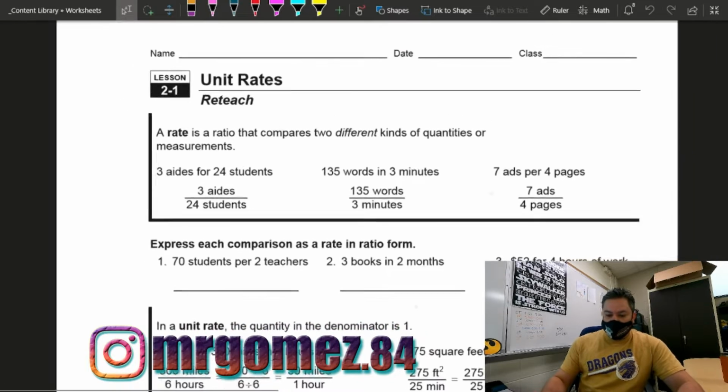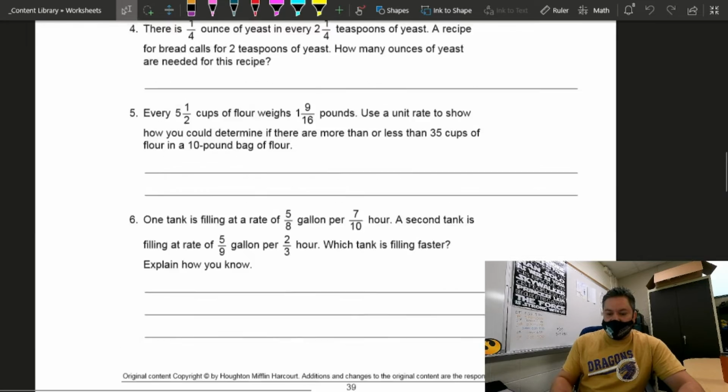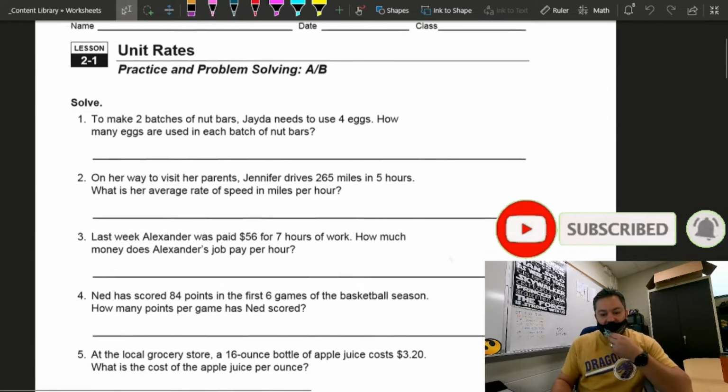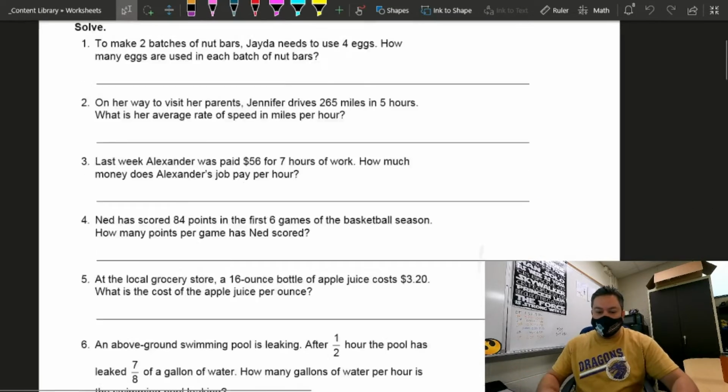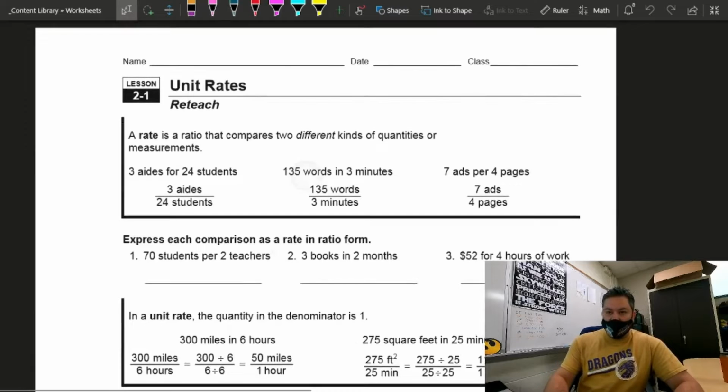So I'm gonna be working on this page. On the next video, I'm gonna be working on this page, and then my class is gonna be doing this page on their own. I might record a video about this one. I don't know. We'll see. But for today, this is the reteach section, and then we're gonna do some practice.